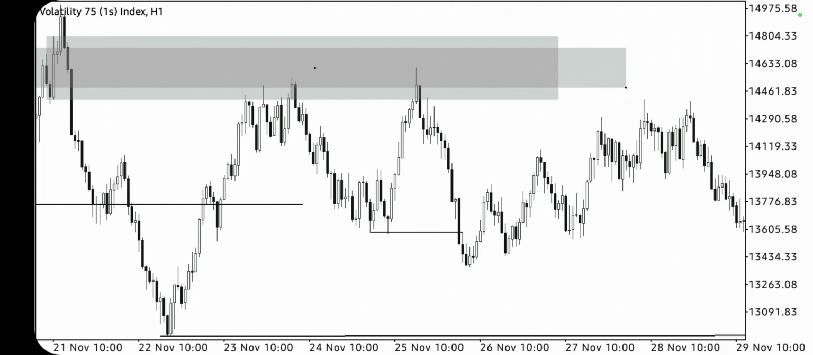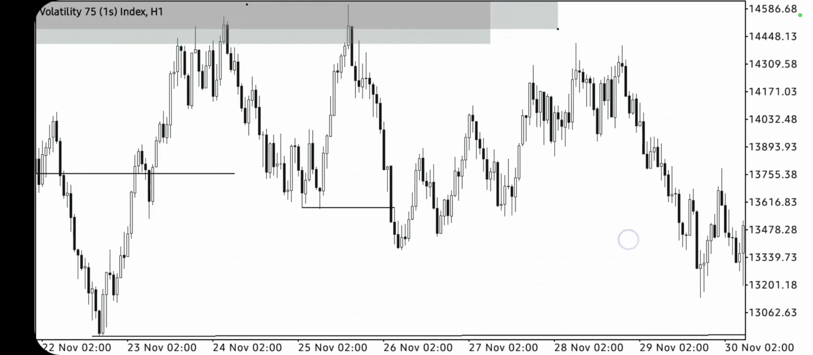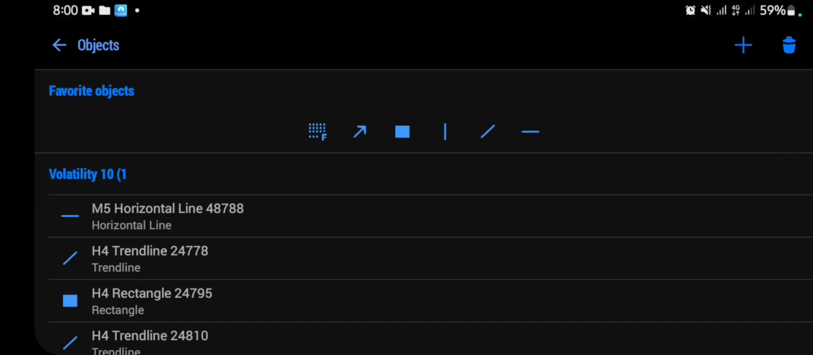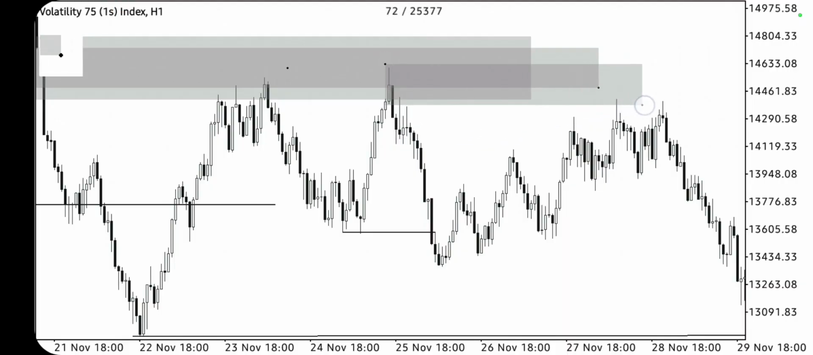So after we had this break of structure, what you are supposed to do is mark out your SC candle, wait for the market to get to the SC candle, and then take the market. Just enter the market based on confirmation on the lower time frame. So we have our SC candle here.